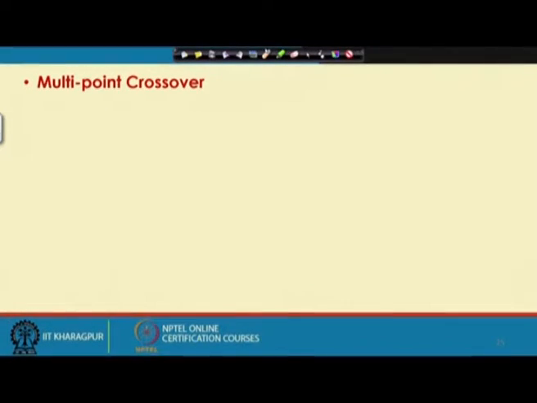Let me start with another crossover operator named multi-point crossover. Now, before we start discussing the principle of this particular crossover operator, let me take one example.